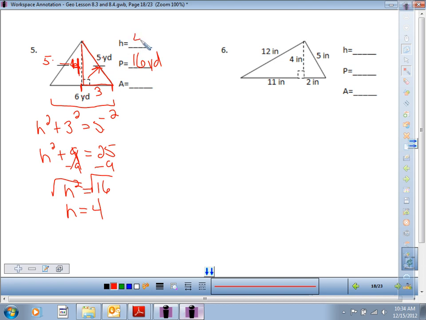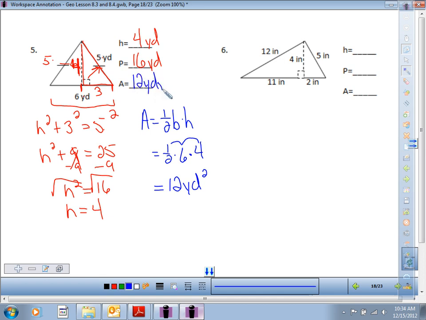Now what we can do is go calculate the area. So the area calculation, we need the area formula for triangles, 1/2 base times height, is half of a rectangle. You have 1/2. The base of that is 6. The height of that is what we just calculated, 4. So we take half of 6 times 4, which is 12 yards squared. Okay, so our area is 12 yards squared. All right, so that's our area calculation there.